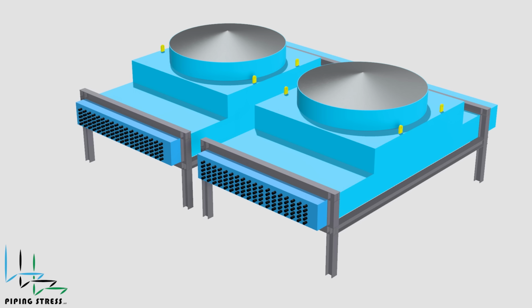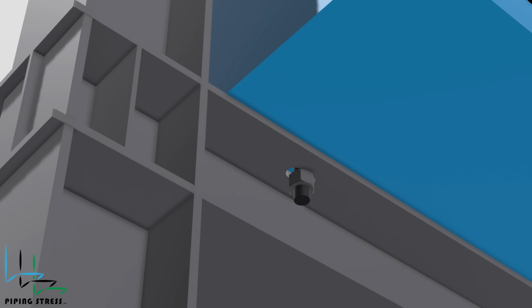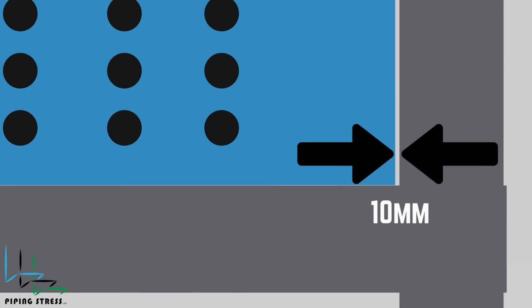Looking at the data sheet, the weight of each cooler is 5,000 kilograms. This includes the header and the bundles. Finally, let's look at the support and restraints. As you can see, the cooler is fixed longitudinally and guided with 10 mm gaps.